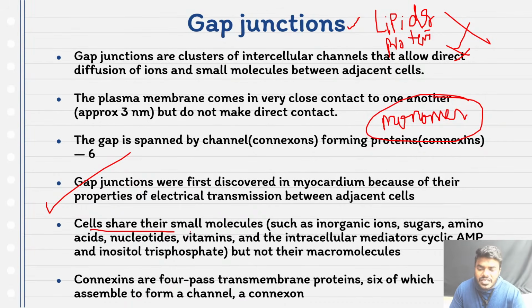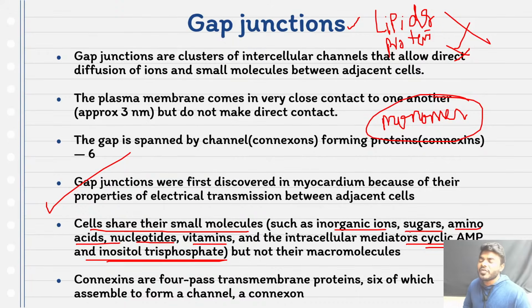Everyone listen, cells share their small molecules such as inorganic ions, sugars, amino acids, nucleotides, vitamins. Not only this, I want you to remember, even intracellular mediators such as cyclic AMP and inositol triphosphate, IP3, the powerful secondary messengers, can also be easily transported through the gap junctions. But what is not getting transported is more important. What is not getting transported is the macromolecule. Kindly do not get confused with this particular point.